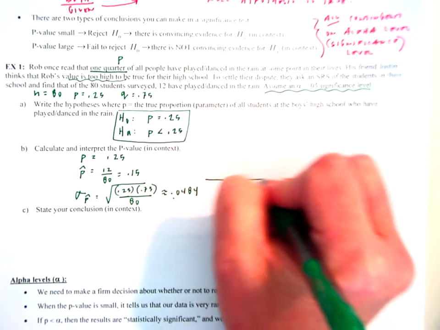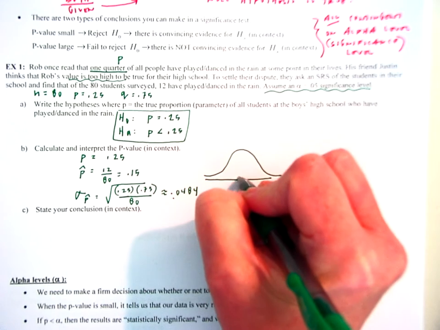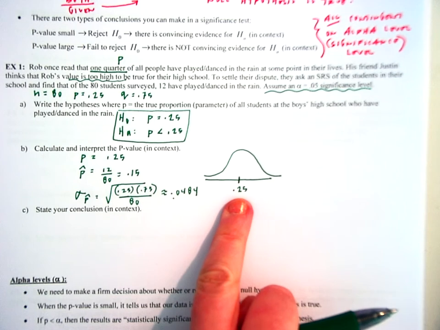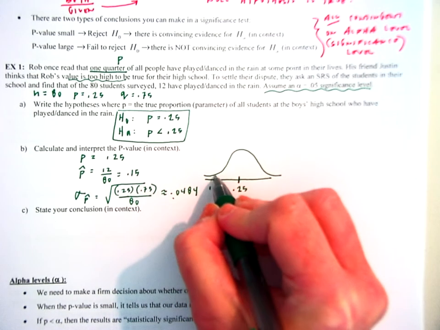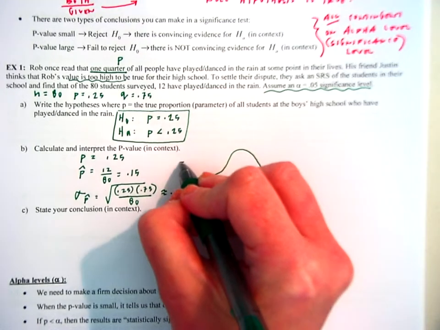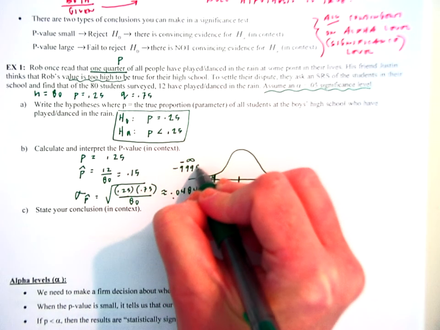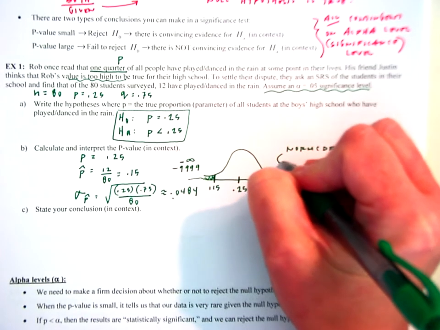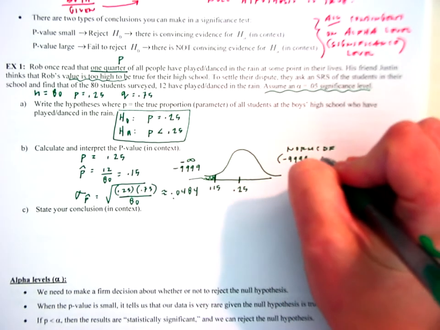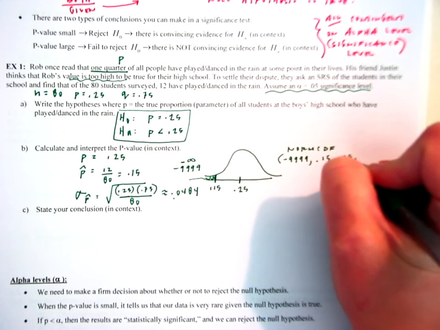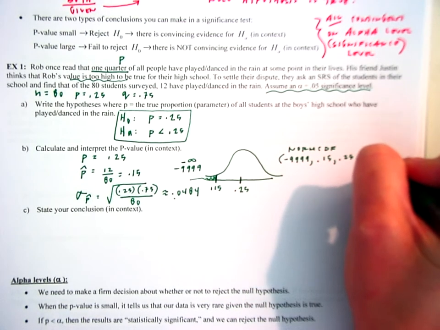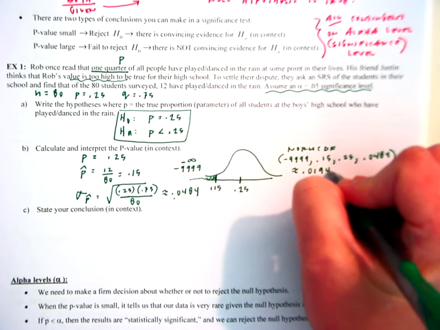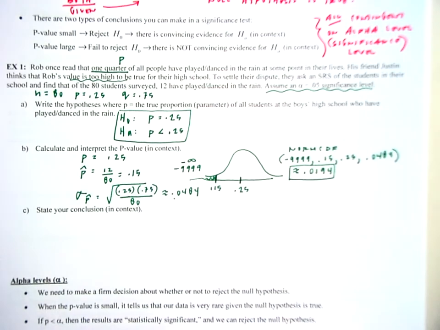Okay, take it to the normal curve. Right smack in the middle is the parameter, the 0.25. I'm assuming that this is true. Here would be my 0.15, and I'm looking at that lower tail. So here's my negative infinity, or negative 9,999. Take it to my normal CDF from negative 9,999 up to 0.15. My mean is 0.25, my standard deviation is 0.0484. So when I crunch all of that, I'm going to get 0.0194. So that is my probability value.